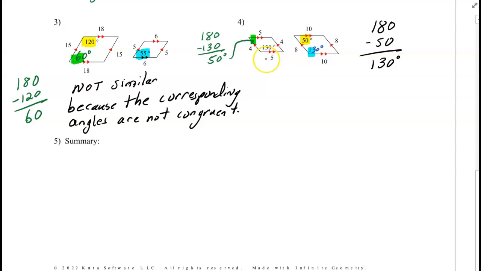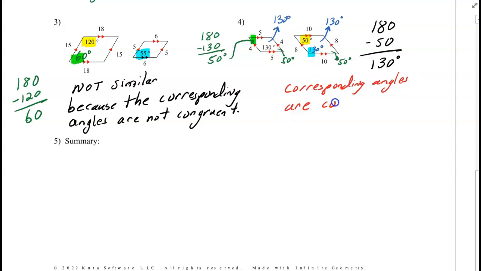Something that you may know in a parallelogram is the opposite angles are also congruent. So that means this angle that I'm highlighting in blue is 130. This angle is 130. This angle is 50. And that angle is also 50. So the corresponding angles are congruent.